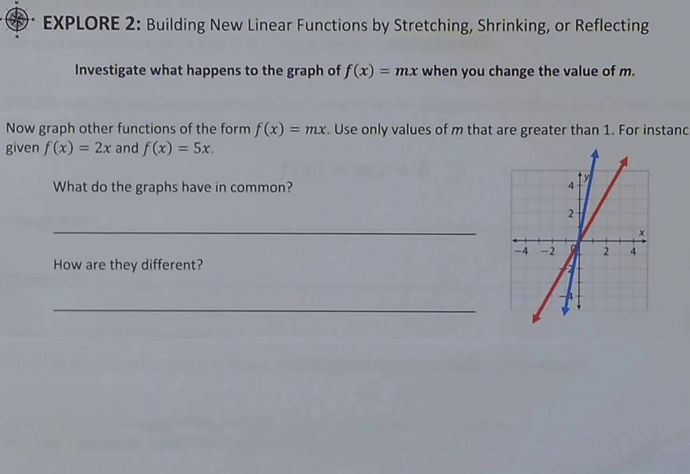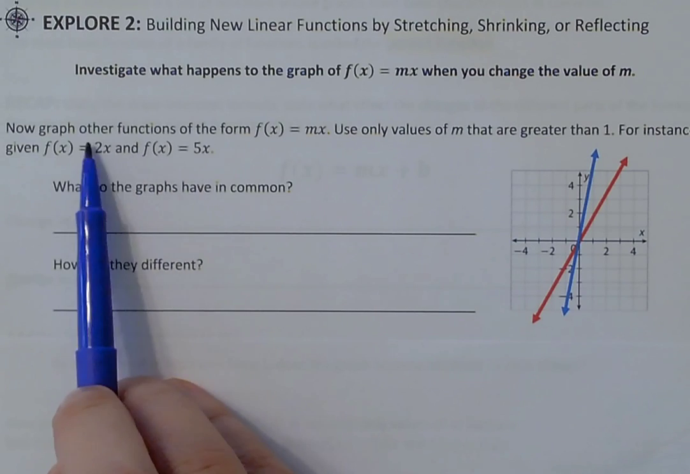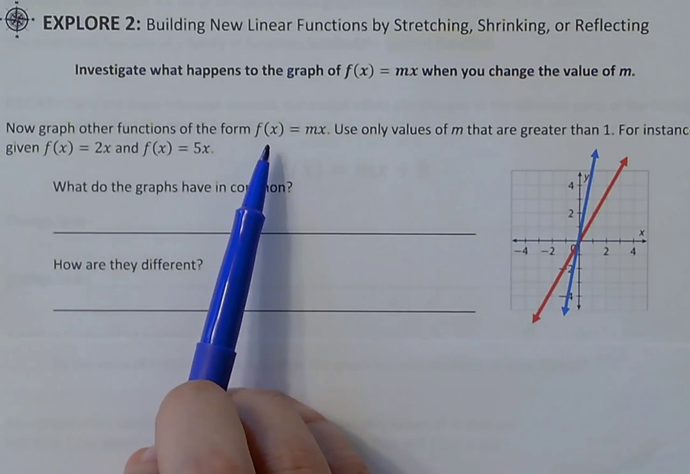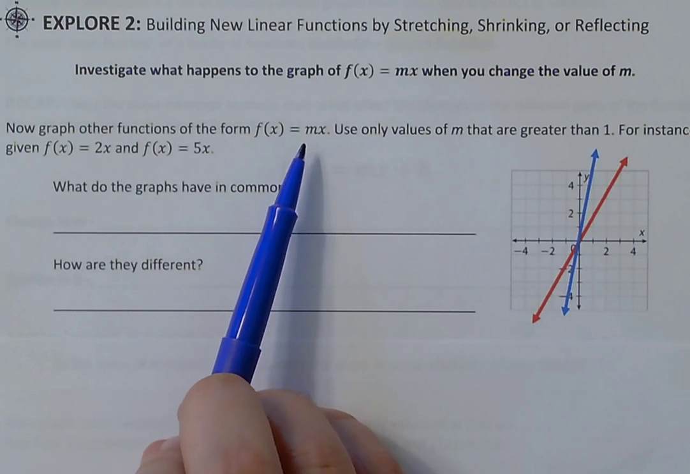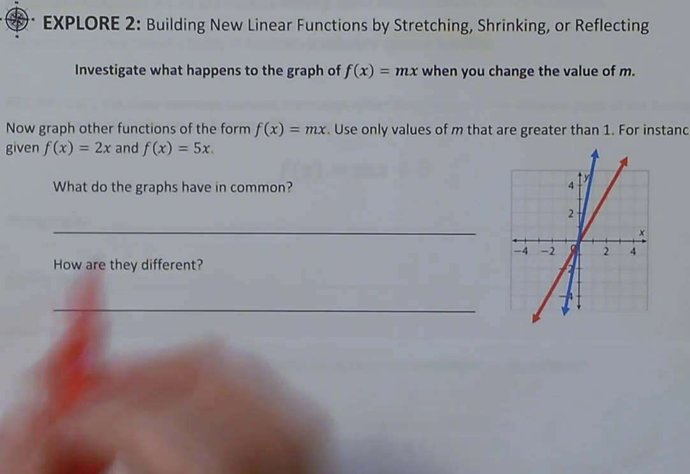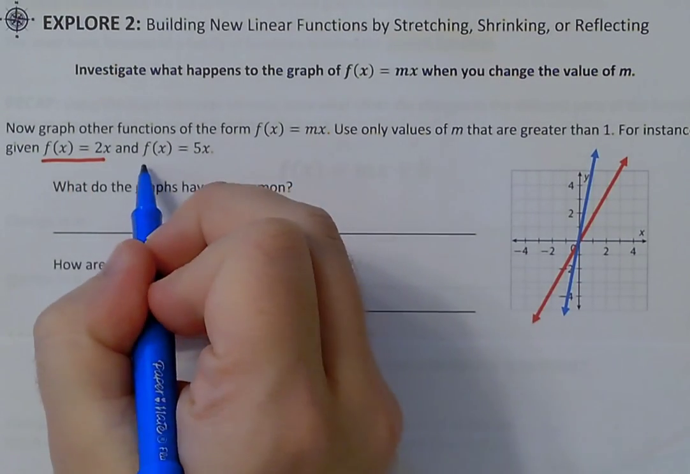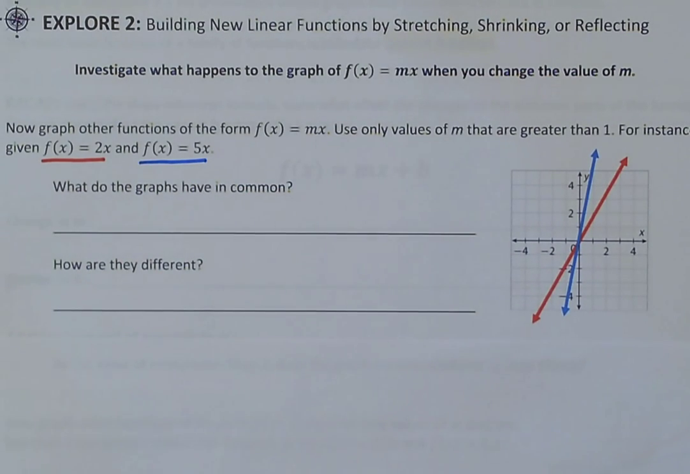Alright, so this part states that they want us to go through and graph different functions in different forms of f of x equals mx, and we want to use values that are greater than 1. So if we have the graph f of x equals 2x and f of x equals 5x, that accomplishes that goal. So the red line is f of x equals 2x, and the blue line is the graph of f of x equals 5x.